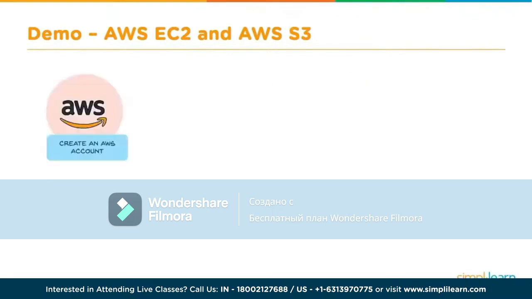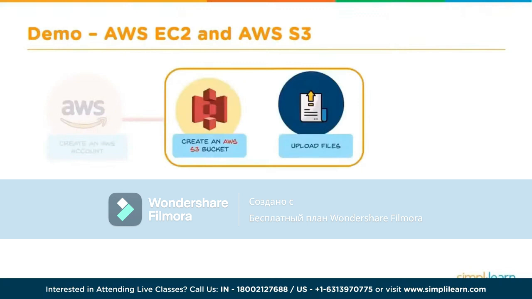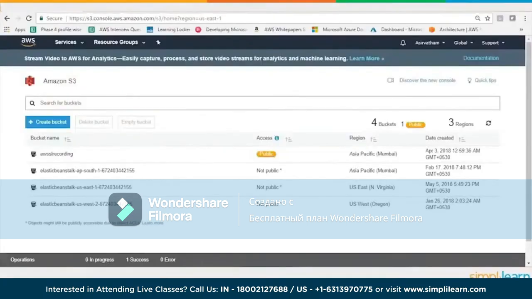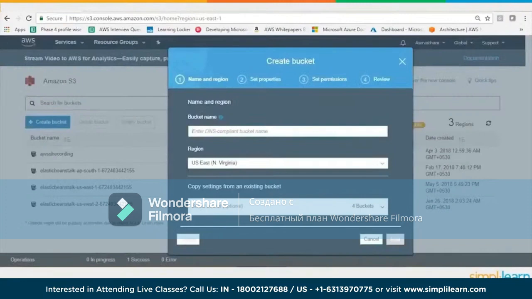Alright, so the very first thing is to have an AWS account. So create an AWS account. And second thing is to create an AWS S3 bucket and upload the files there. The files that the EC2 server is going to pull from will get stored in S3 first. So let's create an S3 bucket and let's call it website bucket. And these names will have to be unique.